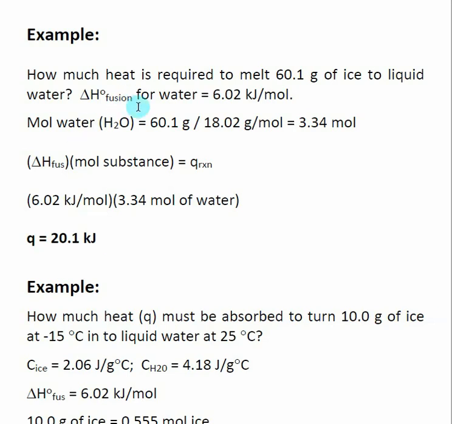So our first example here is probably the simplest. Say I have 60.1 grams of ice and I want to turn it into liquid water. And here you can tell I'm not talking about a change in temperature because I've given you no temperature information. Really, this is just a phase change. I'm going from solid water to liquid water. In this case, I need to give you the delta H of fusion for the water, which is here. And remember, the units on the delta H, or the enthalpy of fusion, are kilojoules per mole of reactant.